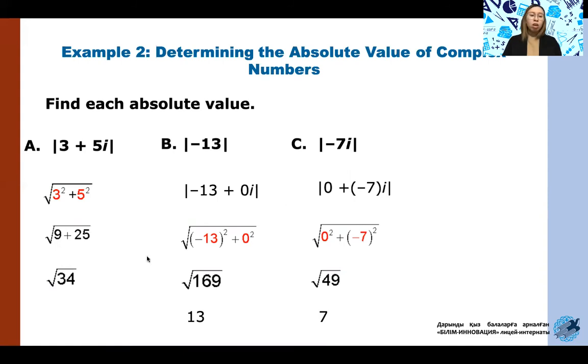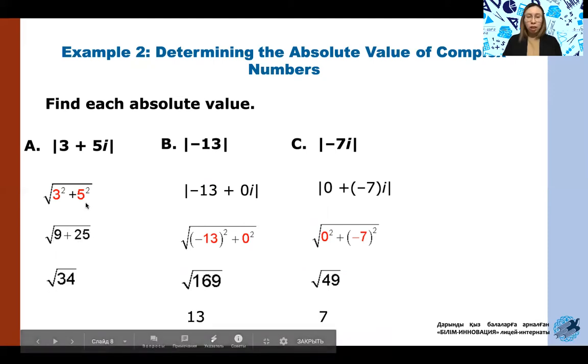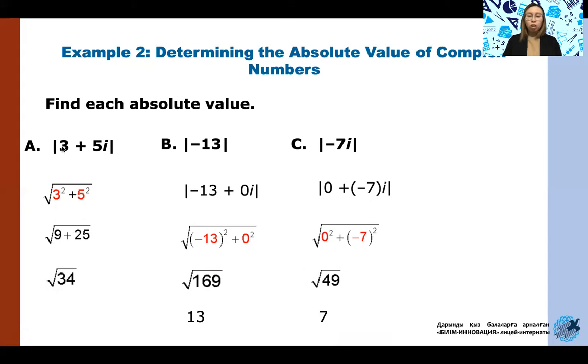Okay, now we have the solution. Let's again remember how we can find the length of vectors. Yes, vectors in 2 dimensions. This you can also use for vectors in 3 dimensions. It will be the root of 3 squared plus 5 squared, the root of 9 plus 25, the root of 34. It means the absolute value of 3 plus 5i will be the root of 34.